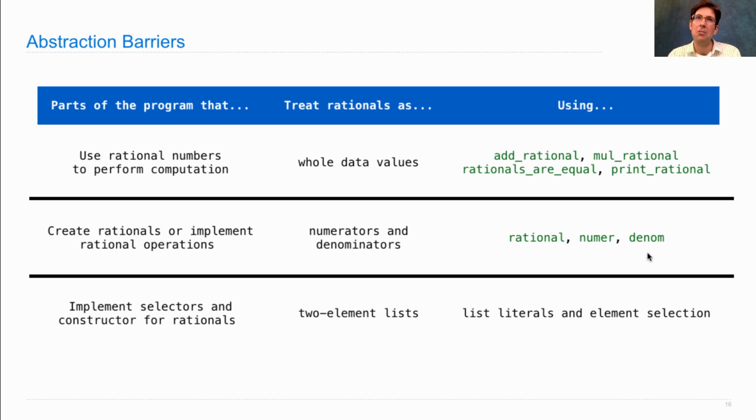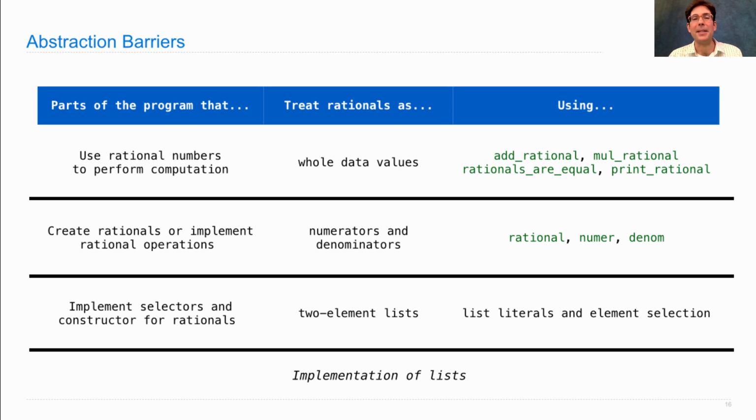Now, is that it? Well, actually, there are many layers of abstraction in a program, and there is stuff that's even lower detail than what we've seen so far. So lists are somehow implemented in the Python language. We don't really need to know exactly how that implementation works. All we need to know is that lists can be created with list literals and taken apart using element selection. And so any place where we're implementing selectors and constructors for rationals shouldn't worry about the implementation of lists. It should just know that lists can be created and selected from.